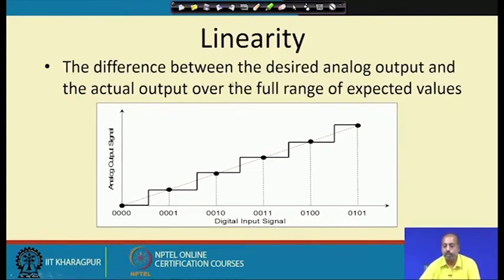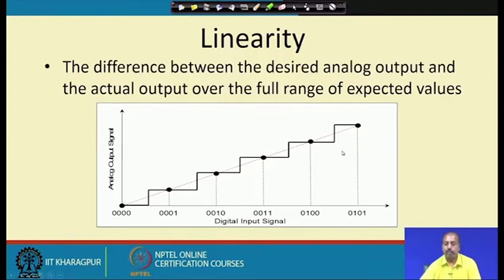Linearity is the difference between the desired analog output and the actual output over the full range of expected values. Say the digital input signal goes 0 0 0 0, 0 0 0 1, 0 0 1 0. Then at this point we expect the analog value to be this, and the next one we expect to be this. This is the ideal behavior. The step size is the same, and the analog voltage is increasing uniformly.